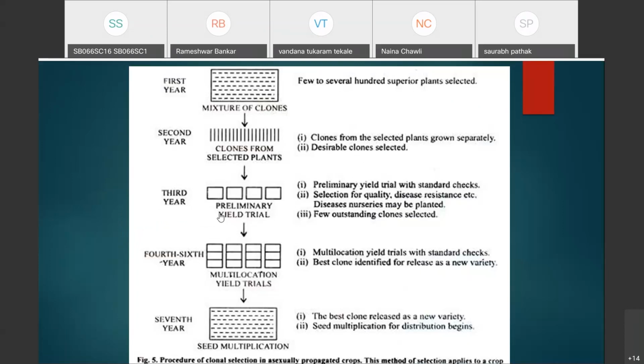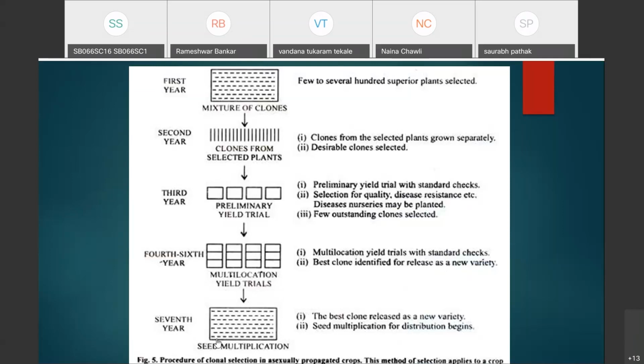Okay, in the third year, the preliminary yield trials are carried out with the standard checks, selection for quality, disease resistance, etc. And disease nurseries may be planted. Okay, and a few outstanding clones are selected. Okay, here you can see the 4 to 6 year multi-location yield trials, or here we can say the comparative yield trials. Multi-location yield trials with the standard checks. The best clones are identified for release as a new variety.